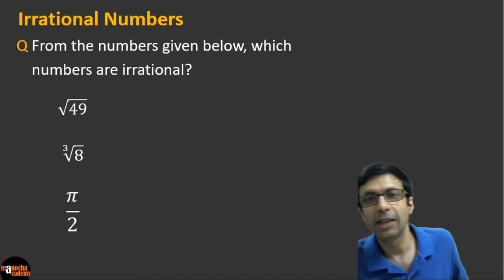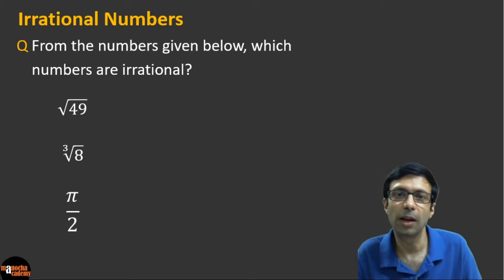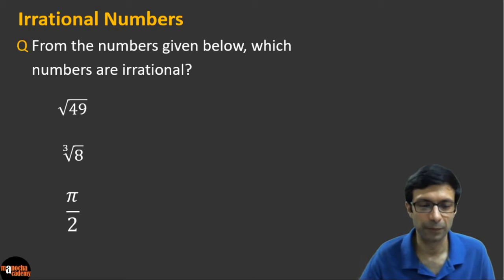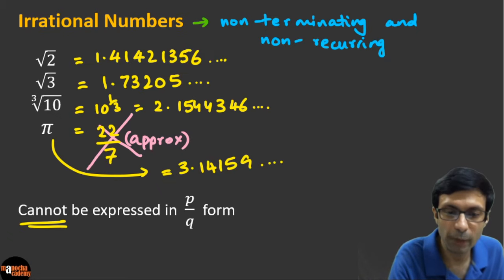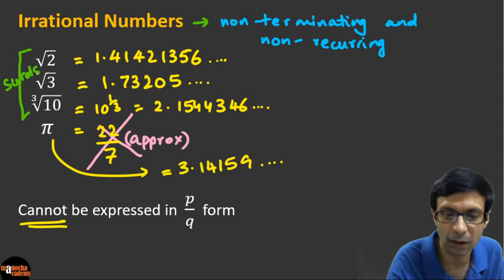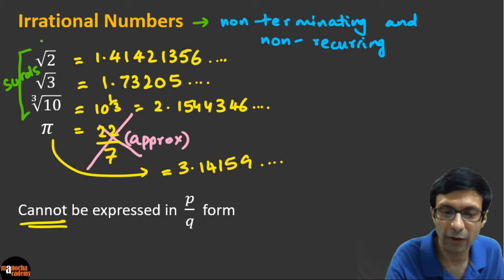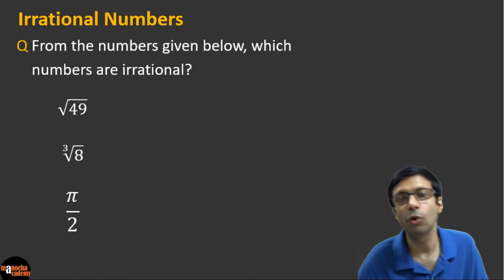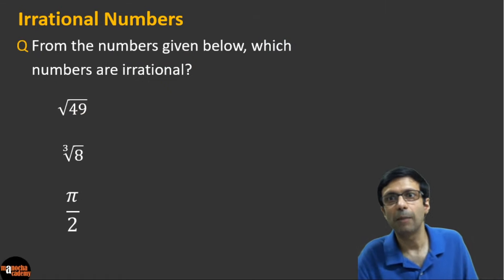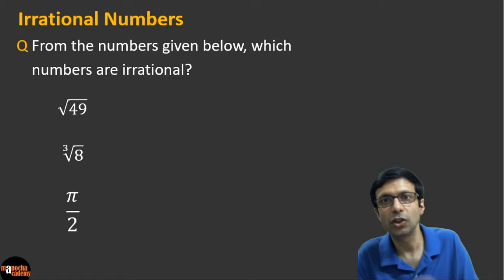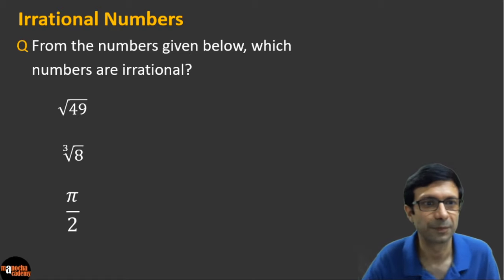So from the numbers given below, can you tell me which numbers here are irrational? Okay, and one point I forgot to mention, these kind of numbers like root 2, root 3, these are known as surds. Okay, the square root form, the cube root form, so these forms are irrational numbers, right? They are good examples of irrational numbers. So now here's my question. From the numbers given below, can you tell me which numbers are irrational?